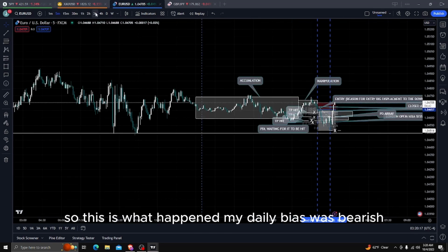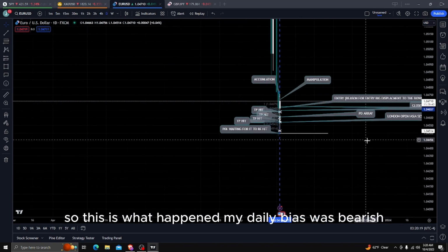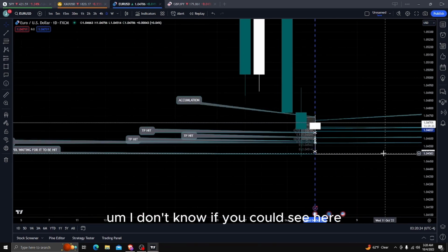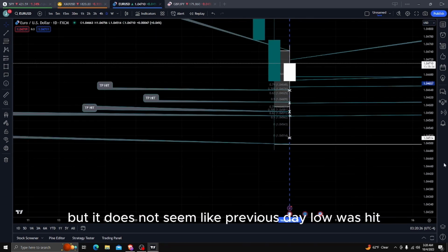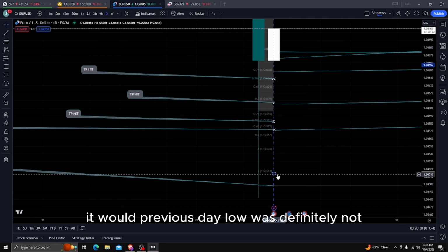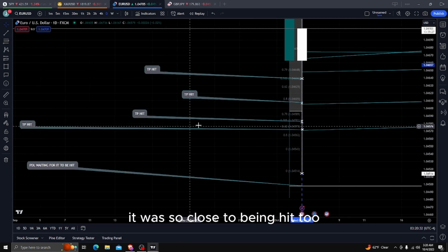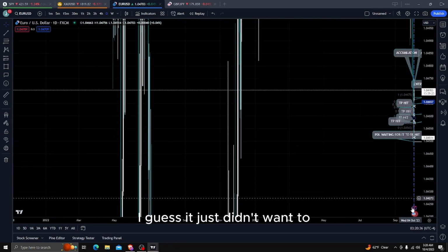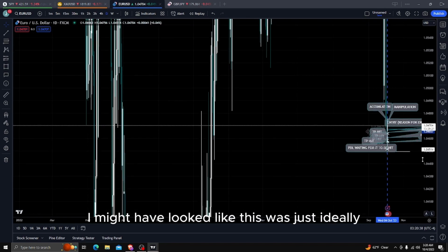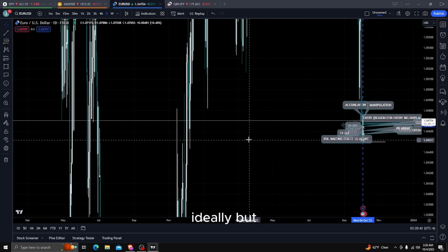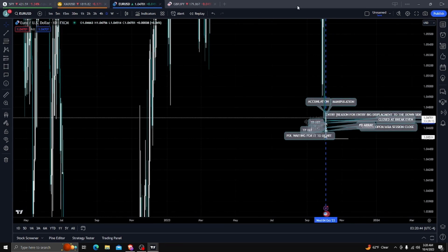My daily bias was bearish. I don't know if you can see here, but previous day low was definitely not hit. It was so close to being hit too. That's the funny part. I guess it just didn't want to. It might have looked like this was ideally a retracement, but we took it. Whatever, it doesn't really matter.